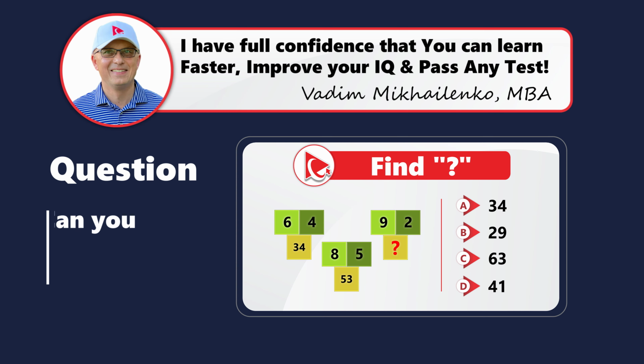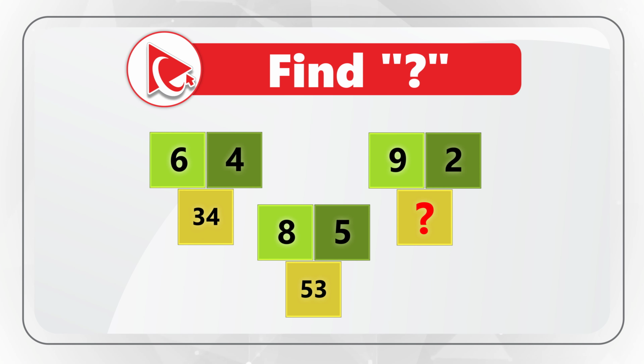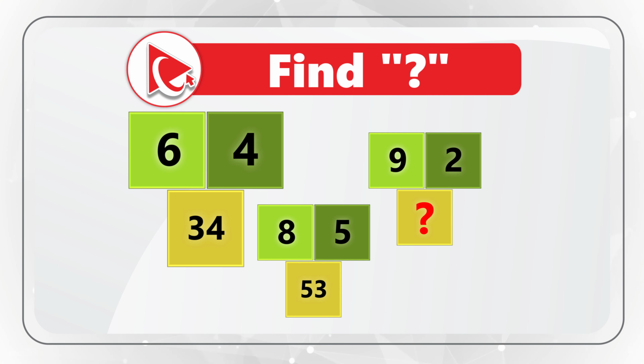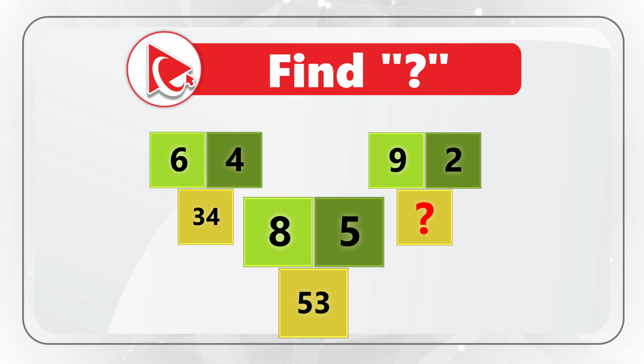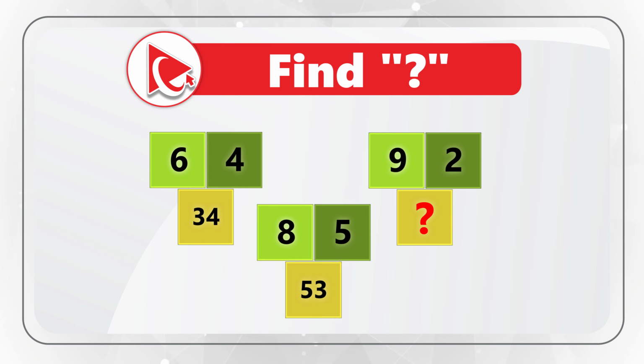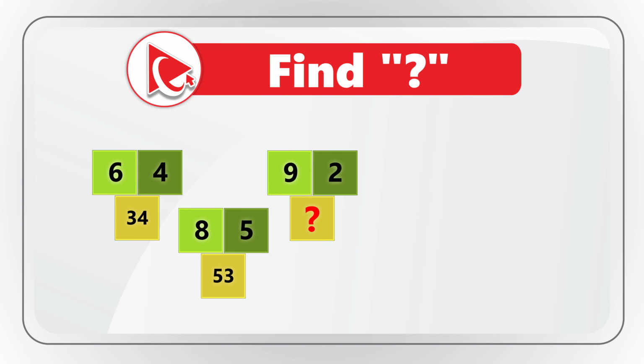Most likely, you will not be able to pass the test without getting questions similar to this one. You're presented with 3 sets of numbers. Each set has 3 numbers in the group, and 1 number is missing. The first set has numbers 6, 4, and 34. The second set has numbers 8, 5, and 53. And the last set has numbers 9, 2, and the final number in the third set is missing. You need to calculate the missing number and select it out of 4 possible choices.